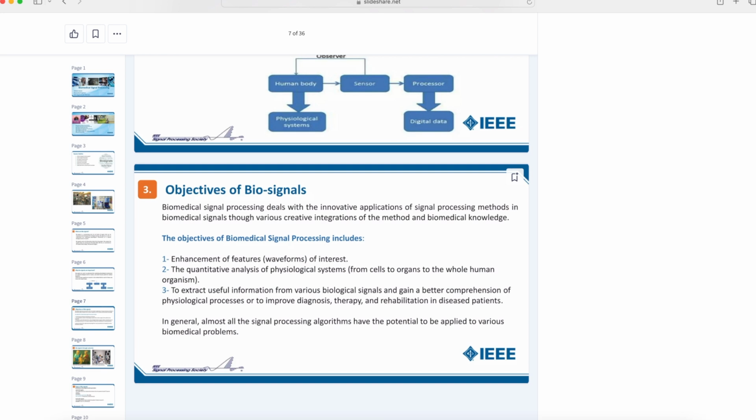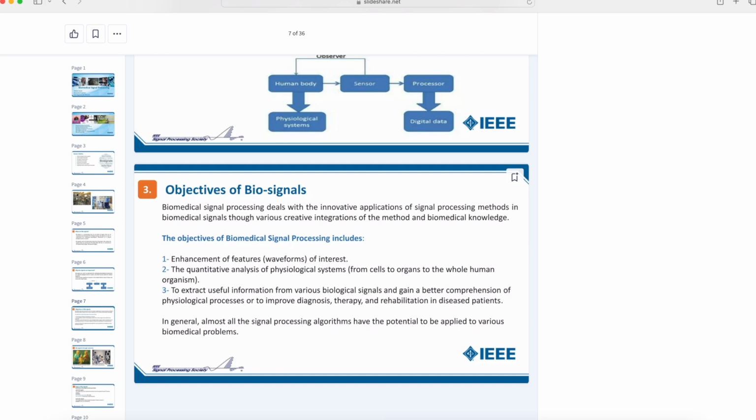Number 3, objectives of biosignals. Biomedical signal processing deals with the innovative applications of signal processing methods in biomedical signals through various creative integrations of the method and biomedical knowledge.